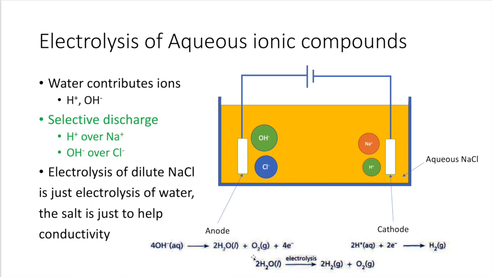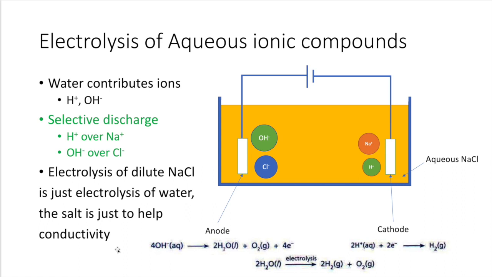So the overall reaction will be this. Looking at this, the overall reaction shows that electrolysis of dilute sodium chloride is equivalent to the electrolysis of water. The sodium chloride is only there to provide some ions to increase the conductivity of the water solution, to help water undergo electrolysis.